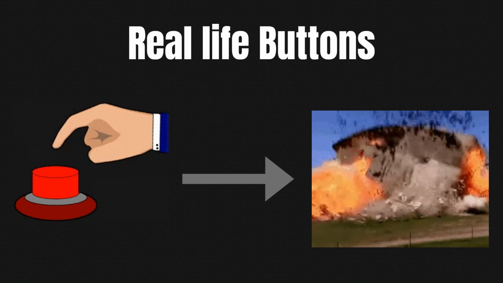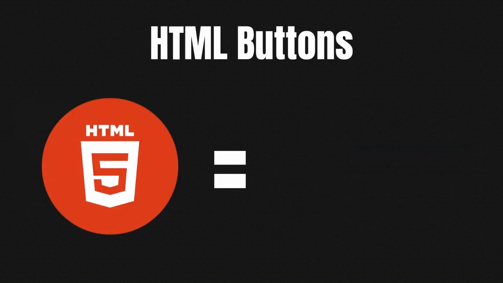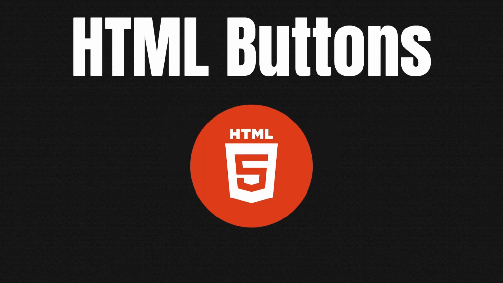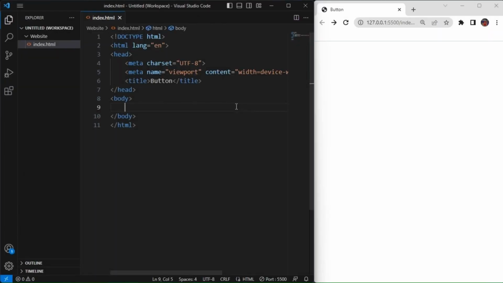In real life, when we press a button, it does a function. And in HTML, it's pretty much the same. So today we'll be pressing our first button in our HTML document with CodeDude. So at first, we have to learn about a tag which is used to add buttons to our web page.